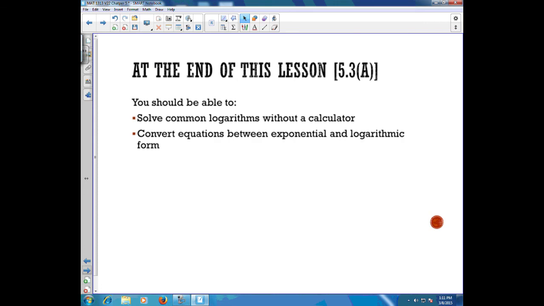So at the end of this lesson, you should be able to solve common logarithms without a calculator. And you should be able to convert equations between exponential and logarithmic form.